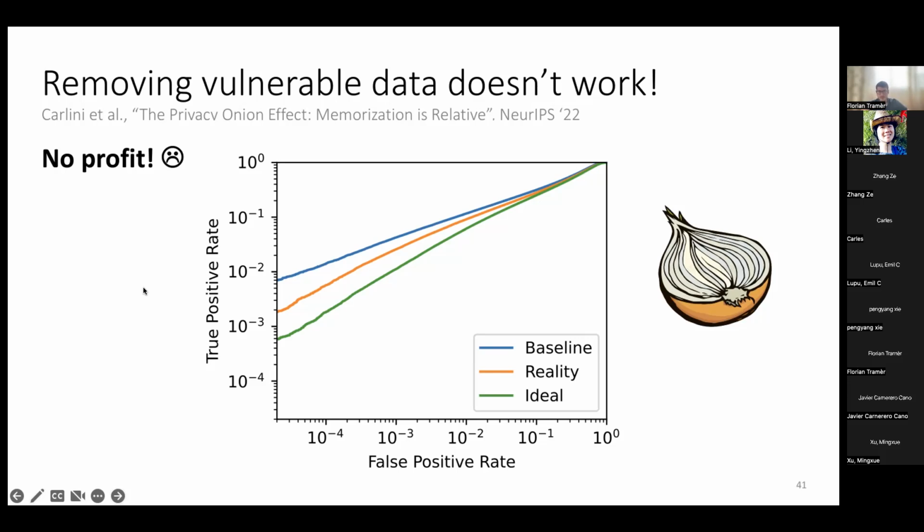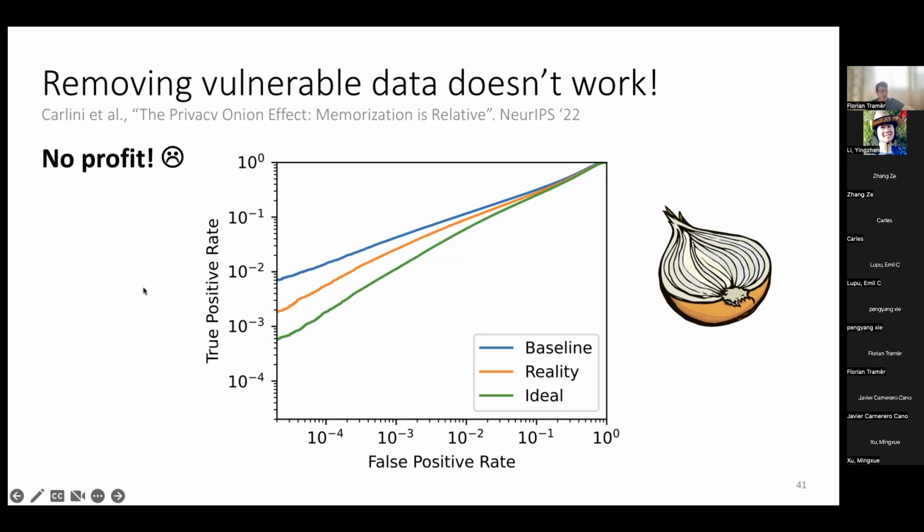Okay, just to make sure I understand this. So the orange line, you remove the data points that you identified as vulnerable points, right? And then you compute the attack again. But are you now using the remaining data points to compute this ROC curve, or are you using the original one? Because your data set changes, right?